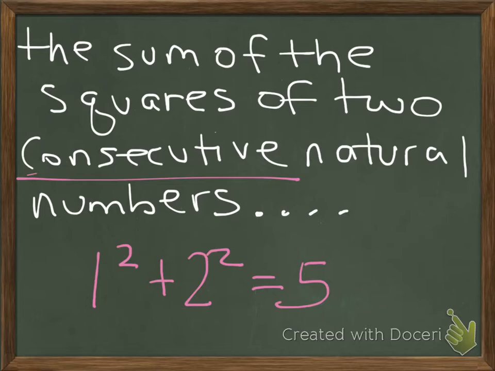Then let's try a different one. If you do 2 squared plus 3 squared, they have to be consecutive, you'll get 4 plus 9, which is 13. You can see so far I've seen that the answer to both of those problems are odd. So my conjecture would probably be that if I added the squares of 2 consecutive natural numbers together, my answer would always be odd. And these are my examples.